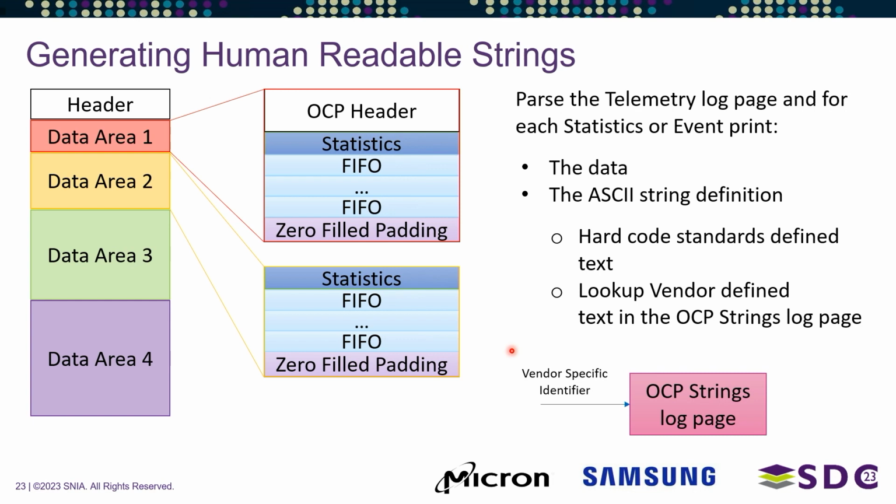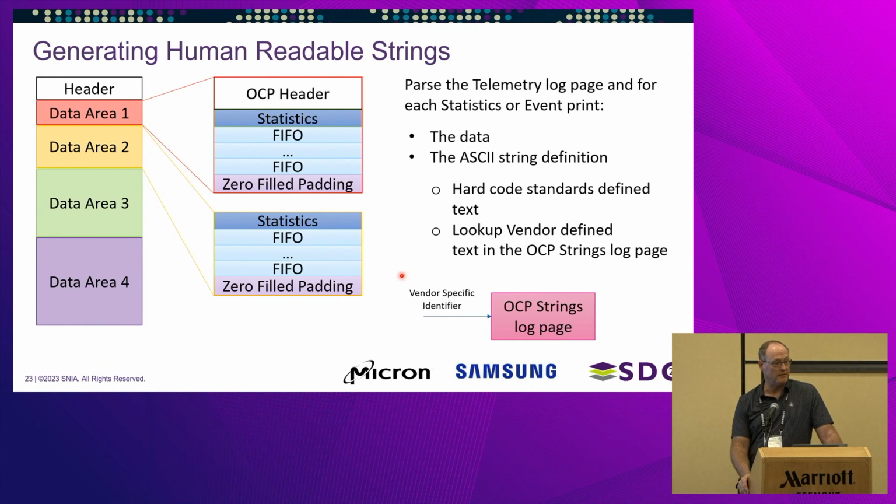Another question, trying to help me understand this: if I'm on Micron, I have to build this for Samsung. Will the structure be different for another vendor? Each OCP defined SSD product will have this structure put into it, but the contents, how many statistics and how many FIFOs, are going to be different for every vendor. The structure is the same, whatever gets filled into that structure.